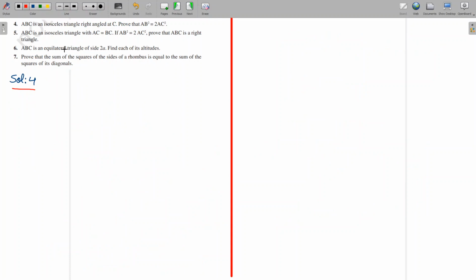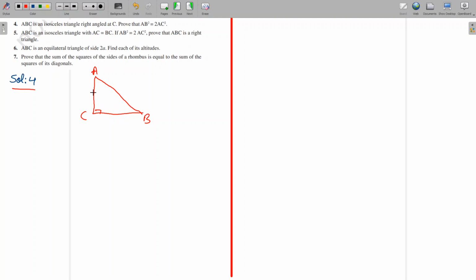Question number 4. ABC is an isosceles triangle, right angle at C. Prove that AB square equal to 2AC square. So first of all, we will draw the figure for this triangle. So this is the triangle, and the triangle is right angle at C. So this is C, and we can take any of the other two vertices A and B. Suppose this is A, this is B, and it is given to us that this is an isosceles triangle. That means two of the sides should be equal.